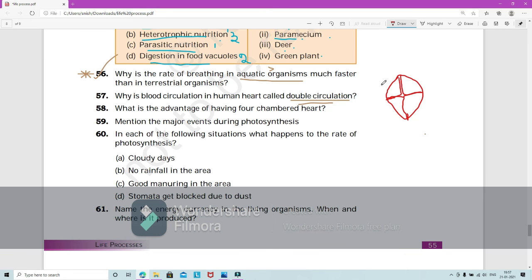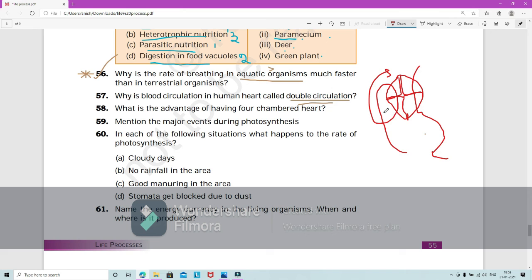So why is blood circulation in the human heart called double circulation? Let's label it also: right atrium, left atrium, left ventricle, right ventricle. Here the blood enters the heart through the left atrium, goes through the left ventricle, and goes to different parts of the body. Then the blood comes back to the right atrium, goes into the right ventricle, and goes back to the lungs. That is a simple explanation of the point.